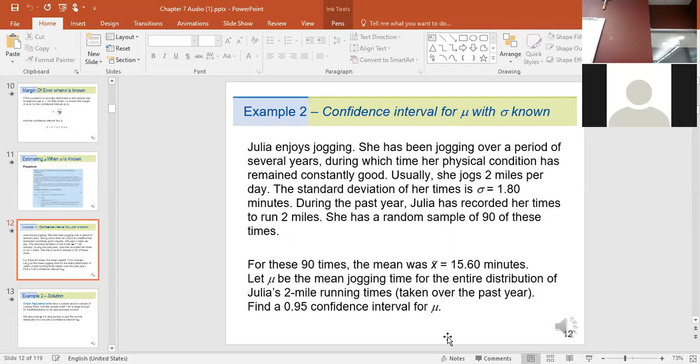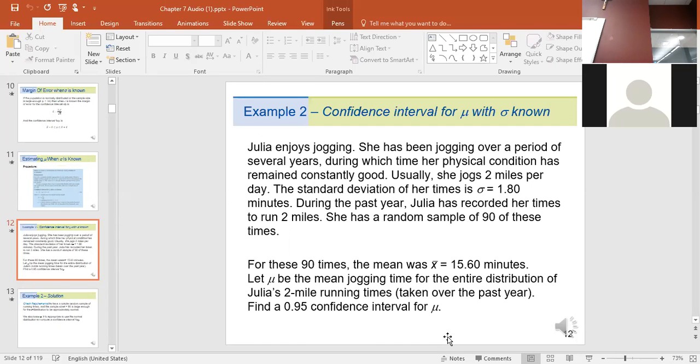During the past year, Julia has recorded her time to run 2 miles. She has a random sample of 90 of these times. For these 90 times, the mean was 15.60. So what is her sample size here? Anybody getting what we are doing? What is her sample size? Yes. Our sample size is 90. So we will record n equals 90.